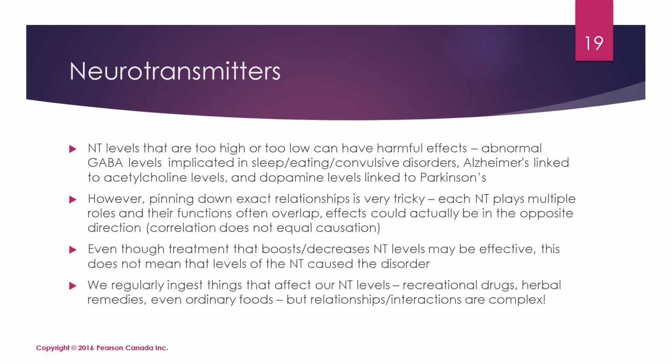So we still can't really establish causality. We just do know that some of the treatments using these neurotransmitters can help with particular disorders. We regularly ingest things that affect our neurotransmitter levels, so things like recreational drugs, herbal remedies, even some ordinary foods. They contain things that will affect our neurotransmitters, and the relationships and interactions are complex. So really, there's not one-to-one relationships. We can't really establish what causes what, but we have found some treatments with neurotransmitters to be effective for certain disorders, and that is a bonus for us because it allows us to help relieve symptoms for people who suffer from some really adverse conditions.